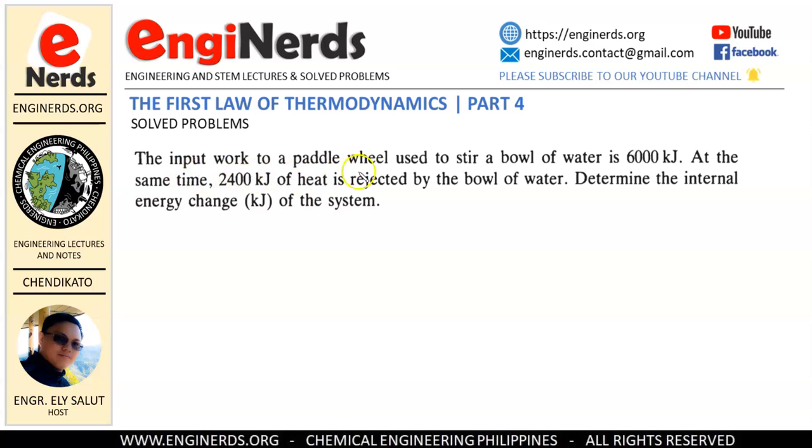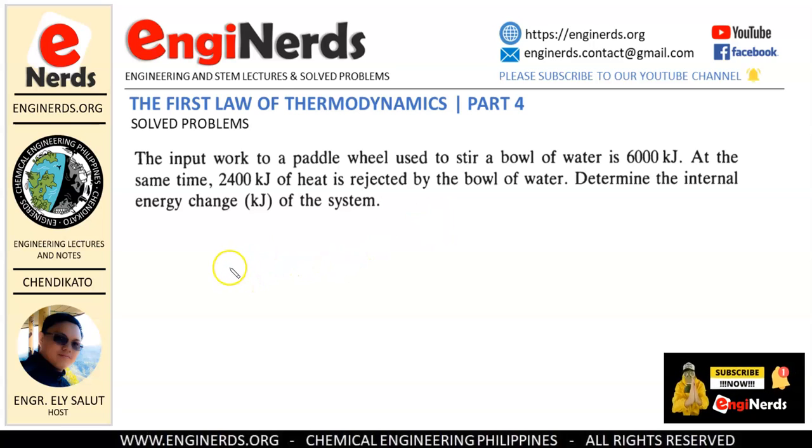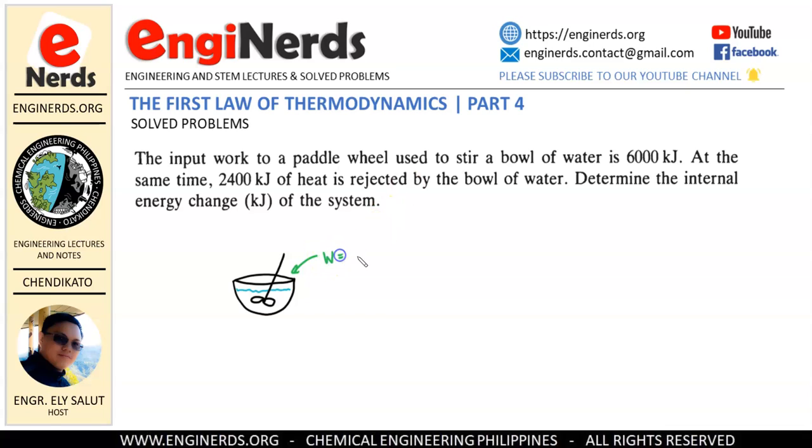The input work to a paddle wheel used to steer a bowl of water is 6,000 kJ. So, let us first illustrate our condition. Let us say this is our bowl of water. Okay? So, there is water inside. And then a paddle wheel is used to steer it. So, let's say this is our paddle wheel. And the input work to a paddle wheel used to steer a bowl of water is equal to 6,000 kJ. So, we have a work, let's say this is W. Our work is equal to 6,000 kJ.